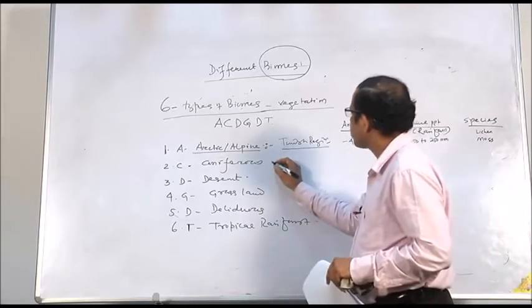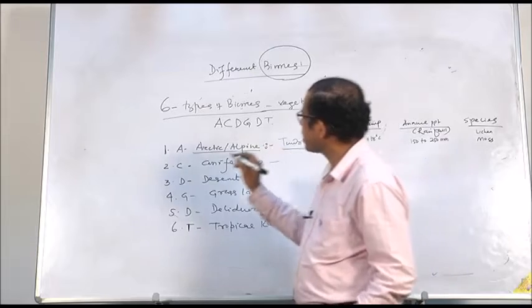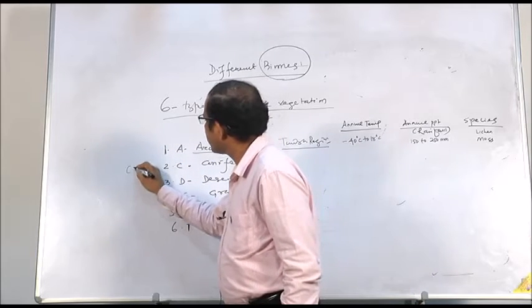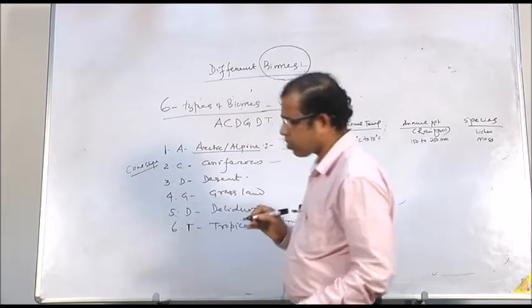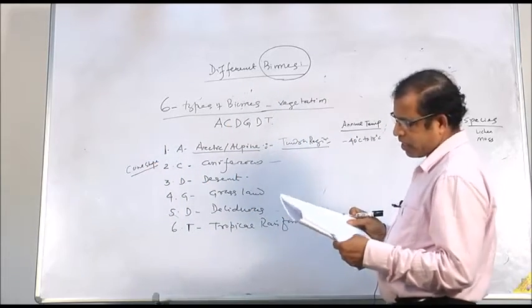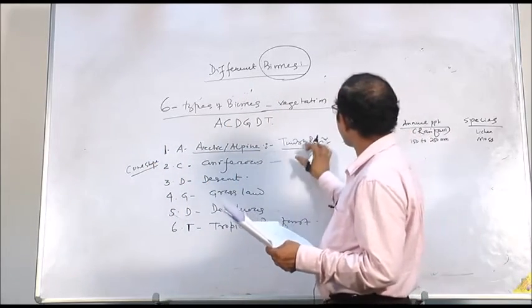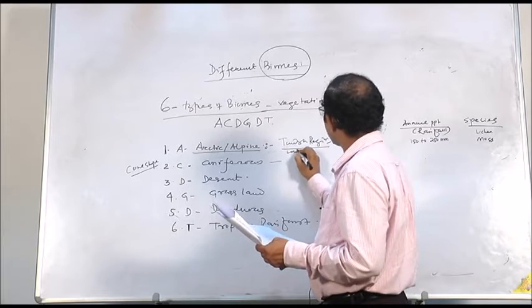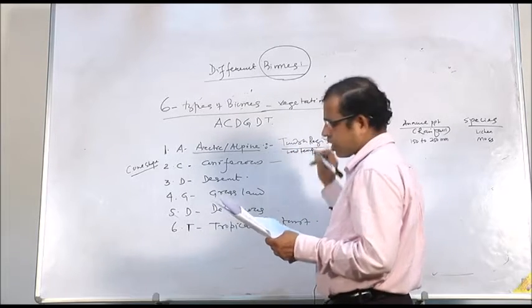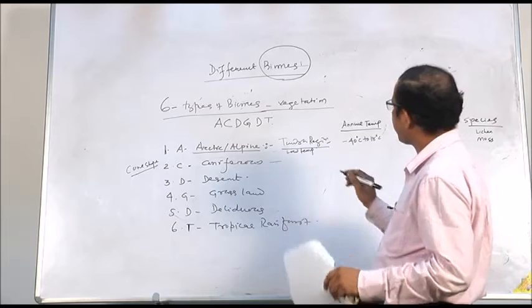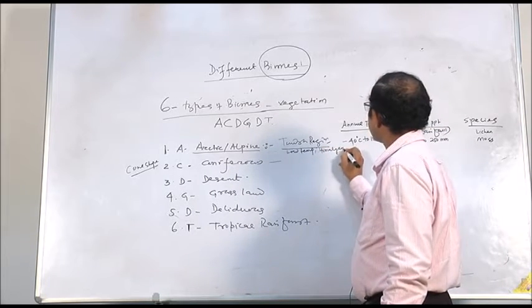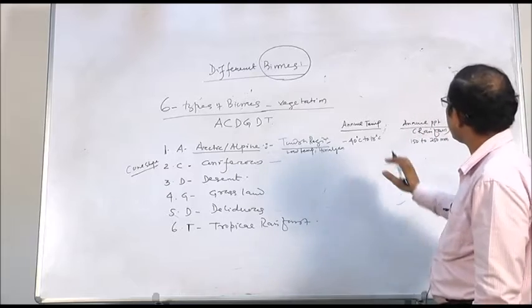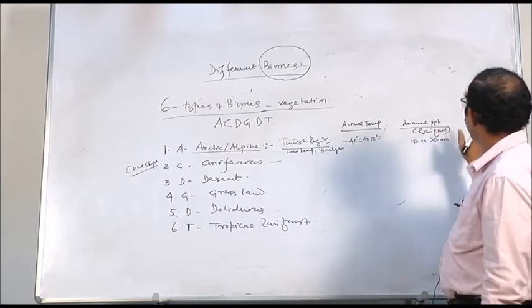If you take the tundra, I will show the diagram, there is a cone shape. This Arctic tundra means you will find low temperature, the temperature is very low. You will find this particularly in the Himalayan regions, where the temperature is -40 to 18.